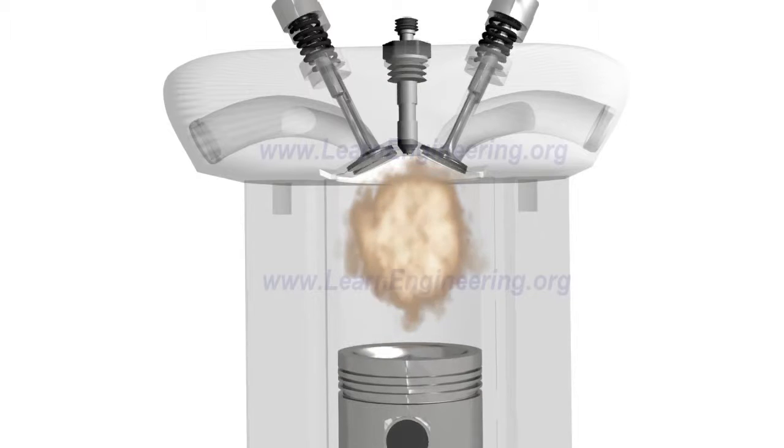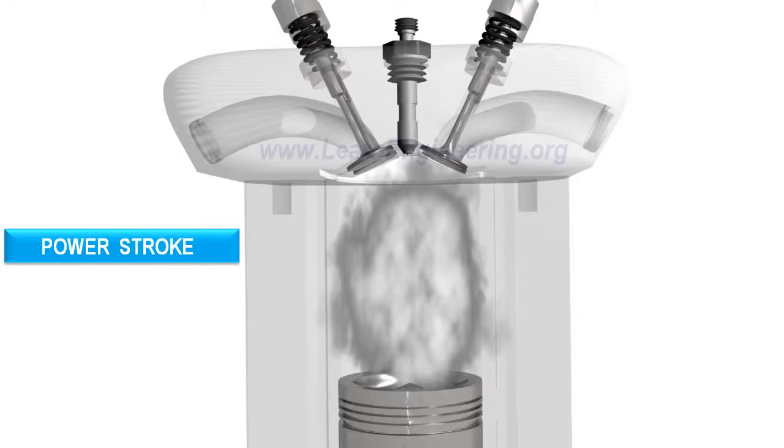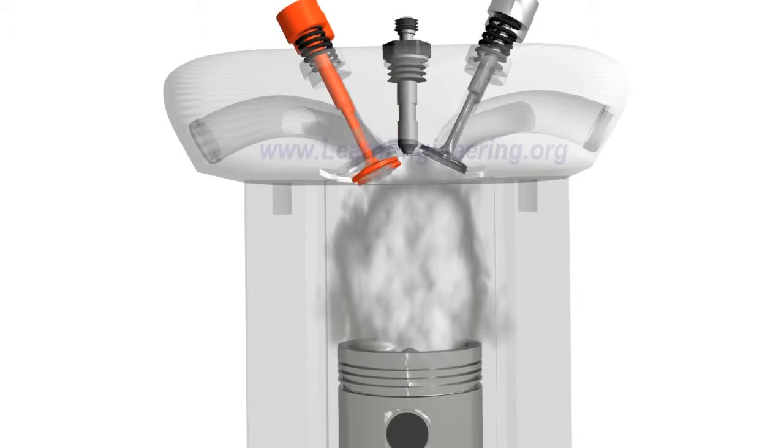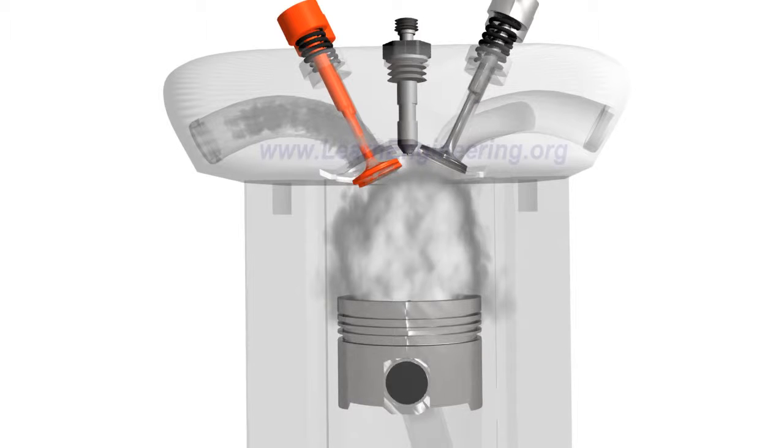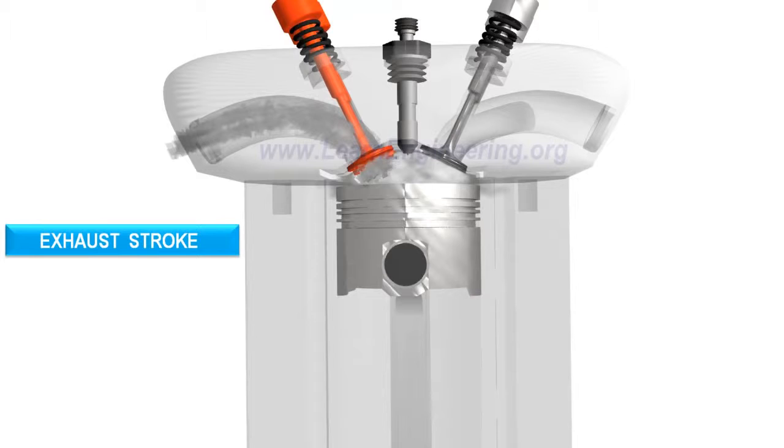The hot air does work on the piston, and energy in the fluid is converted to the mechanical energy of the piston. This is the only stroke where the piston absorbs power from the fluid. Due to inertia of the system, the piston moves upwards again. This time, the exhaust valves open and the exhaust is rejected.